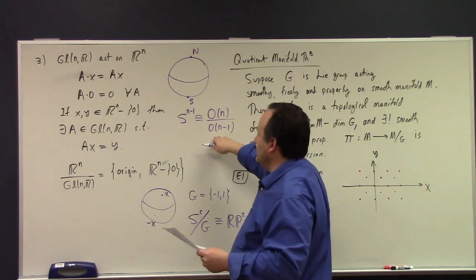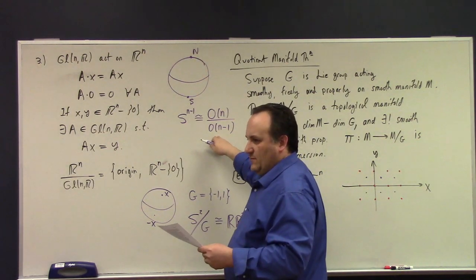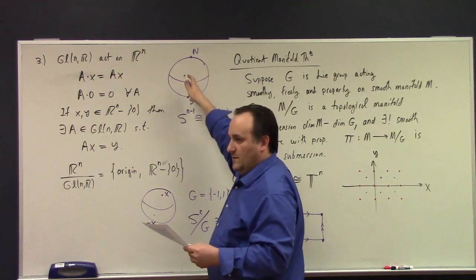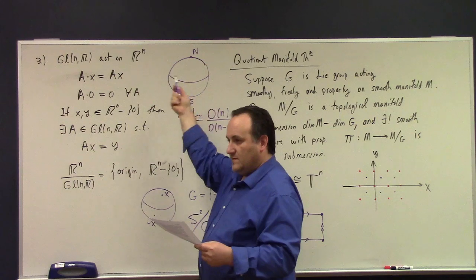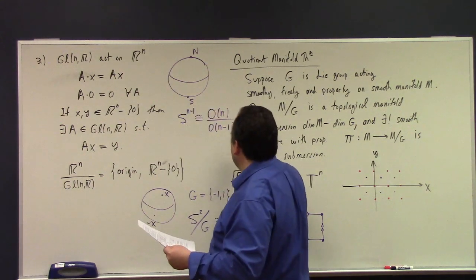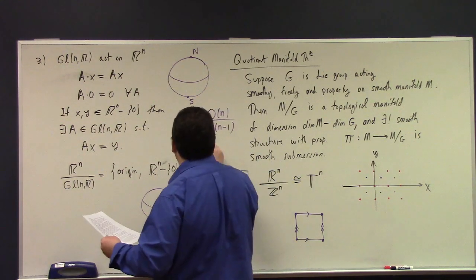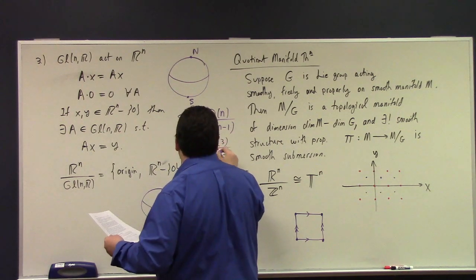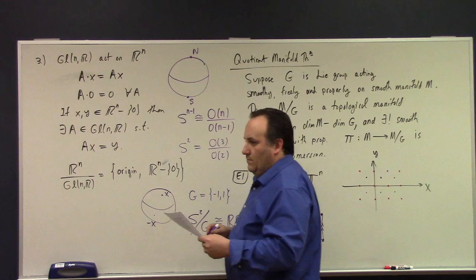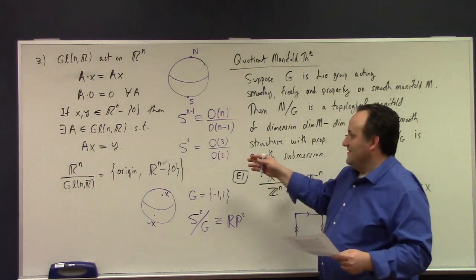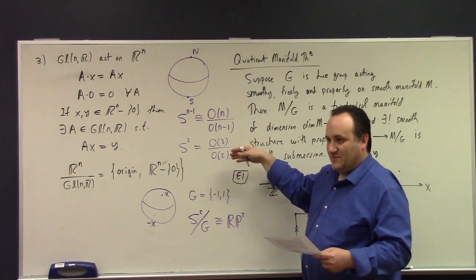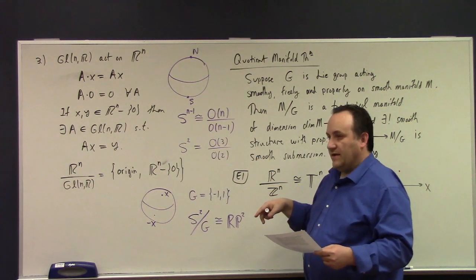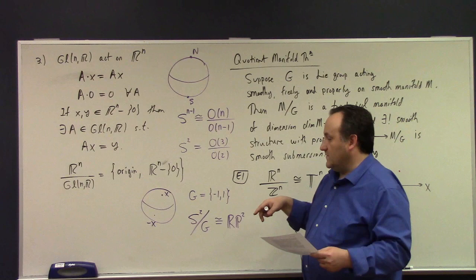And O2 is like rotations. So if you take rotations that fix the North Pole, the rotations are like this. And apparently, you can understand S2 as like O3 mod O2. No, I can't picture O3 mod O2. You do S1 equals O2 mod O1. Right. That's also true.